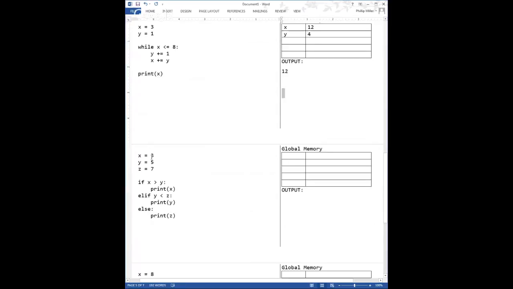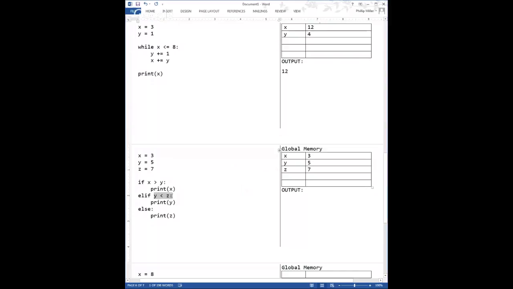There'll be some questions that ask you to evaluate decision logic structures. Same process. So we've got variables X, Y, and Z. When we follow these instructions, first we assign 3 to X, then 5 to Y, then 7 to Z, and then we start testing these conditions. Is X greater than Y? No. Then we go to the elif.